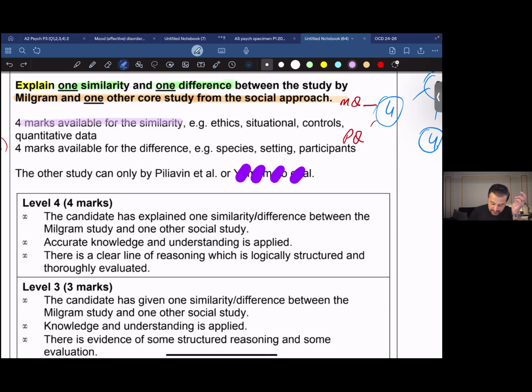Picking up another color. You could talk about similarity in terms of ethics, situational factors, controls, quantitative data. You could talk about differences in terms of settings, participants. Let the species part be, because this has to do with the study that is no more a part of our syllabus. So for a level 4 answer, the candidate has explained one similarity or difference between the Milgram study and any other social study. Accurate knowledge and understanding is applied. There's a clear line of reasoning which is logically structured and thoroughly evaluated.